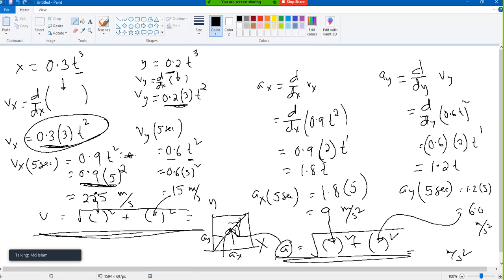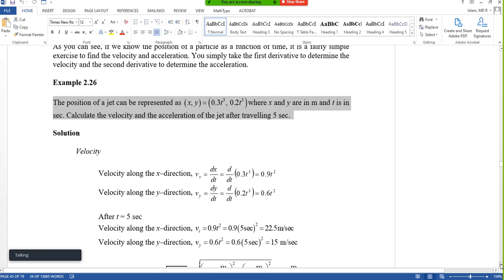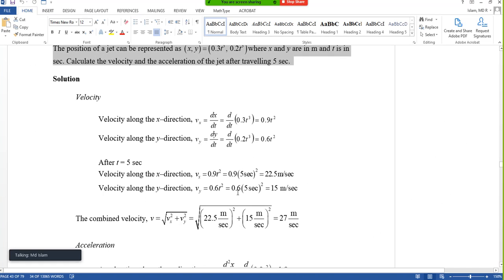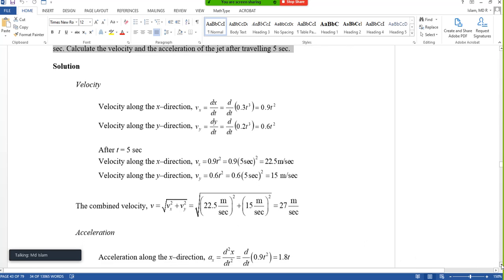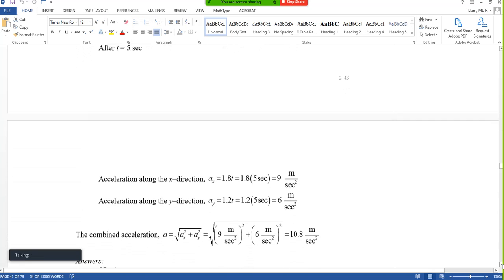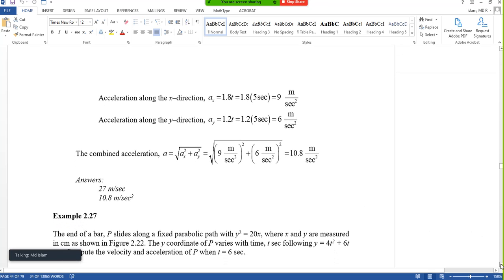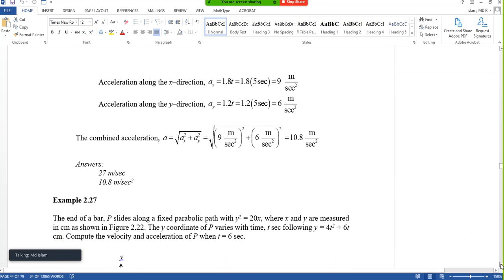I will solve one more example in your book, but before solving, let us see whether I did it right or not. See first, they did the Vx independently, Vy independently, and then they found the value after 5 seconds. Inserting 5 seconds, you got this number, and then they took the Pythagoras or parallelogram rule. Same thing they did for Ax, Ay independently, and after that they found the value, and then they found the combined acceleration. So next, same thing, yes, a similar problem.